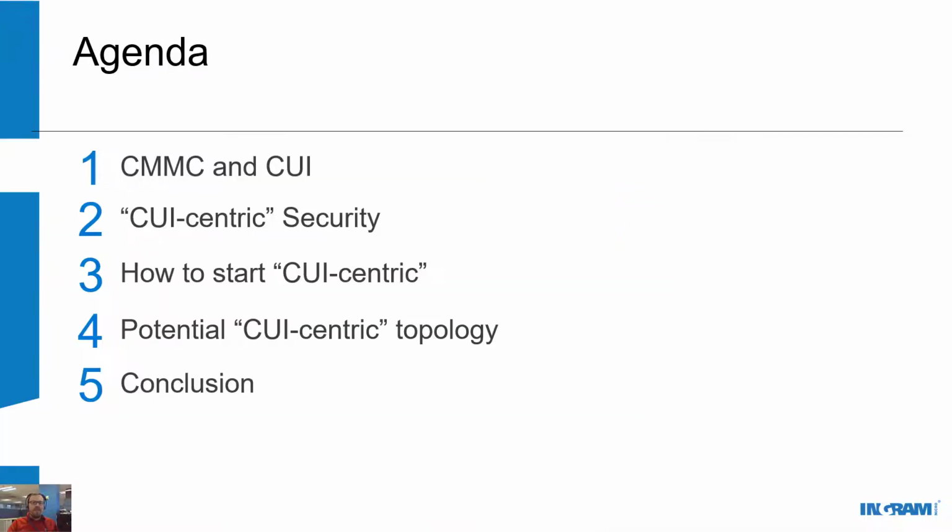Here's the agenda for today. First, we're going to talk about CMMC and CUI, Controlled Unclassified Information. We're going to talk about what CUI-Centric security really is, how to start thinking CUI-Centric, how to make a CUI-Centric topology, and conclusion. Also, quick shout out to PKWARE for helping with some of the conceptual things behind this video.